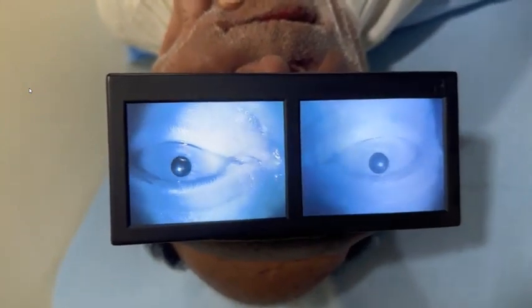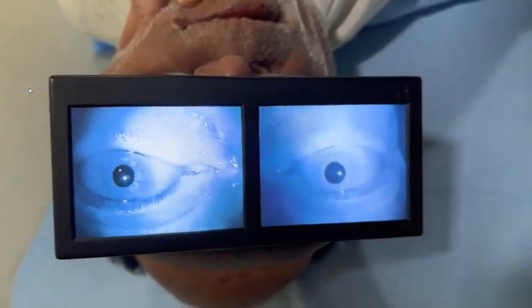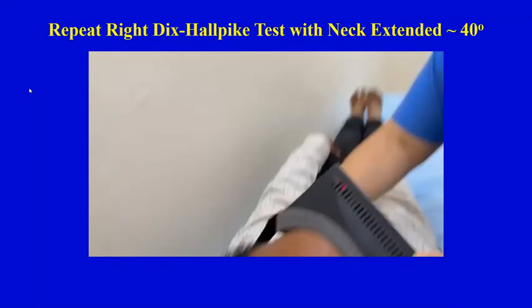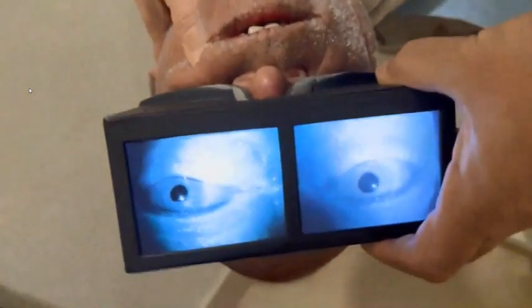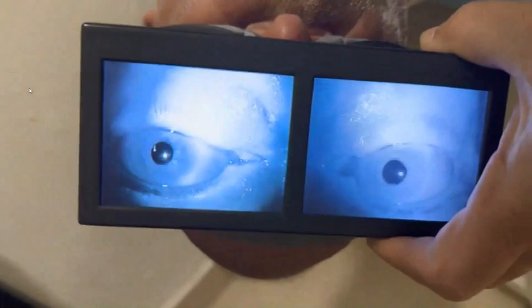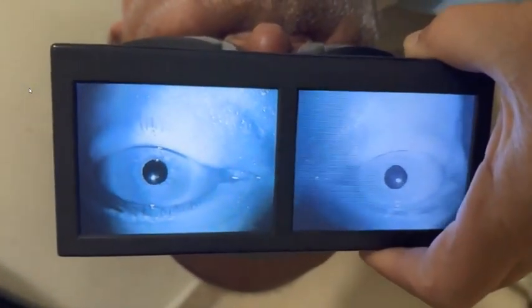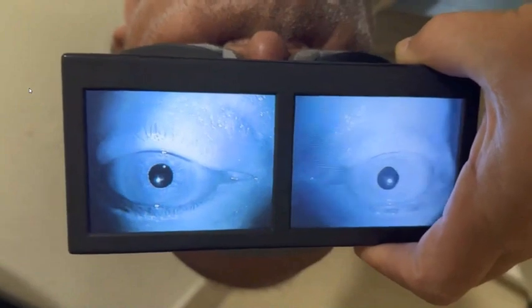But this time we tried a repeat Dix-Hallpike test with neck hyperextension, and we tried this because the nystagmus that you just now saw was non-persistent, and in fact we had a success. Repeating the right Dix-Hallpike test with the neck extended about 40 degrees evokes an upbeating right torsional, typical crescendo-decrescendo positional nystagmus.